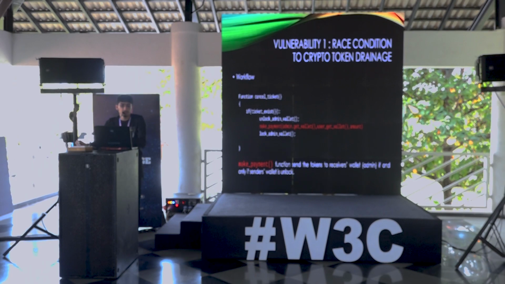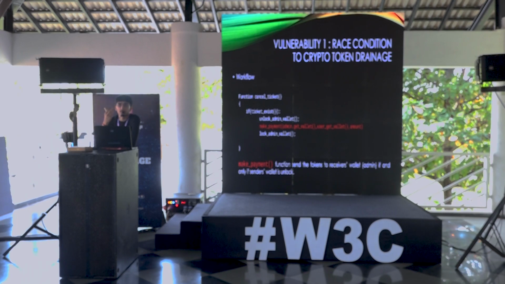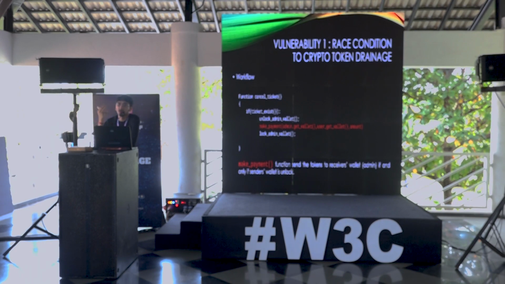So here, as you can see, this is the code of the cancel ticket function. In the first line, if the ticket is valid, if you have booked and cancelled the ticket, and the backend finds that yes, the ticket is valid, then they will unlock the admin wallet. They will initiate a transaction from the admin's MetaMask to the user's MetaMask. Suppose I am booking a ticket of 0.1 Ethereum, and if I ask for a refund, it will unlock the admin wallet. It will transfer 0.1 Ethereum from the admin MetaMask to my MetaMask, and after that, the admin wallet will be locked immediately.